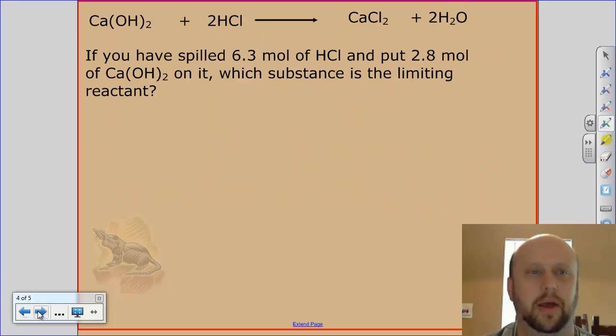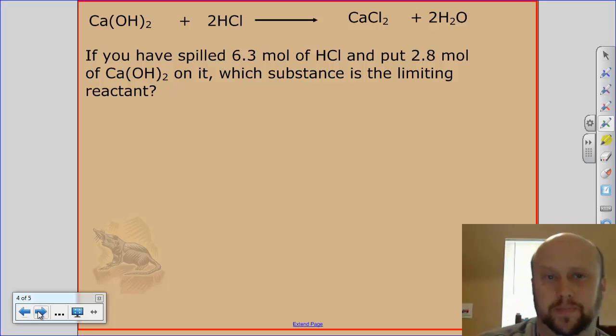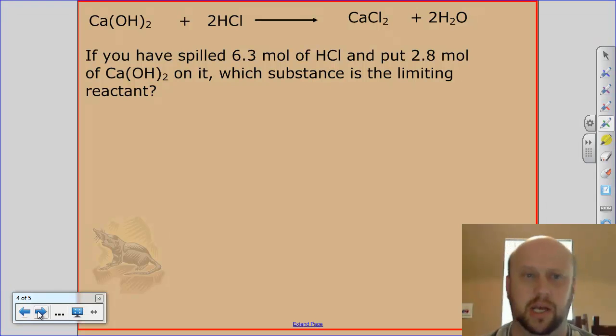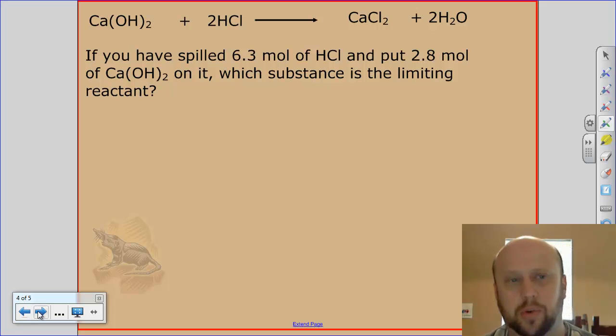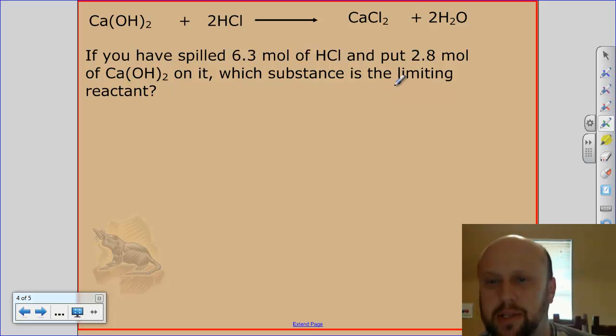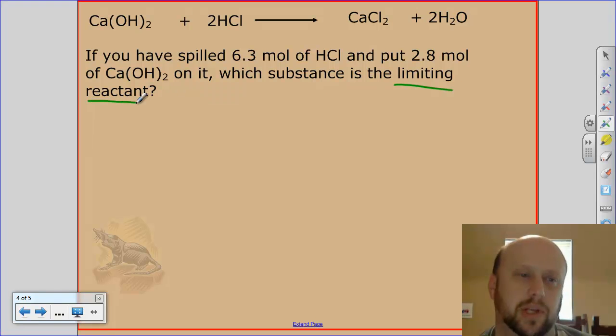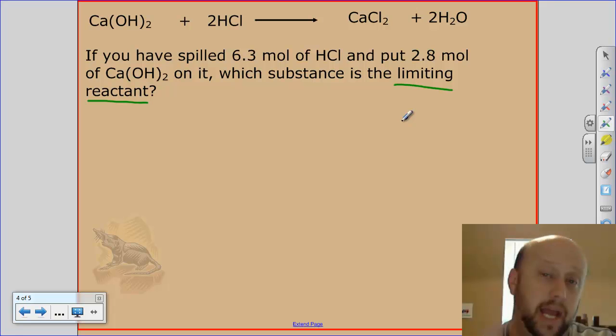Okay, so definitions hopefully popped up, you got those, but let's talk about how this actually applies to chemistry then. So we got a chemical equation, calcium hydroxide plus hydrochloric acid gives me calcium chloride and water. And then I've got a problem, and it says if you've spilled 6.3 moles of hydrochloric acid and put 2.8 moles of calcium hydroxide on it, which substance is the limiting reactant? In other words, when you see limiting reactant, you always think, which thing am I going to run out of first?